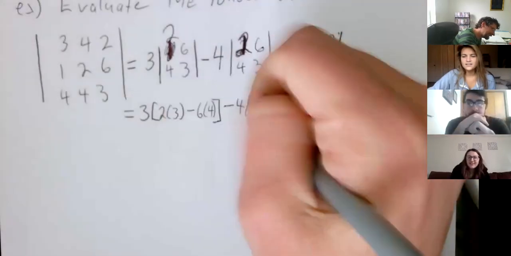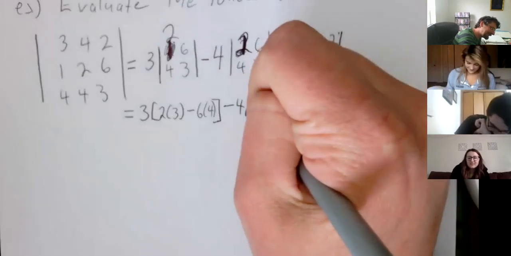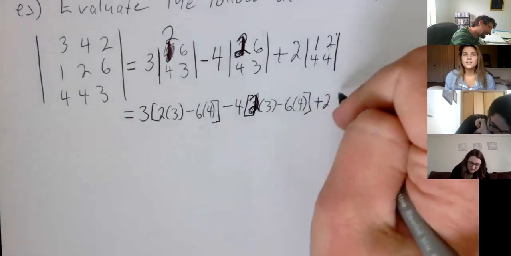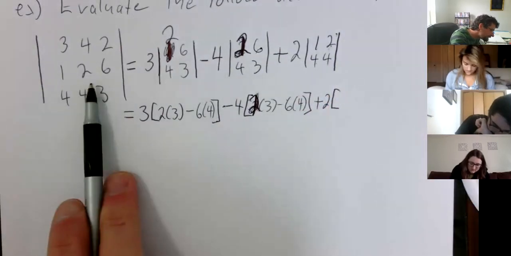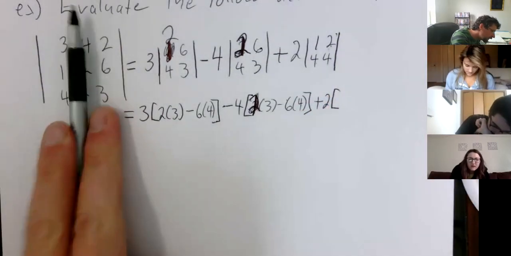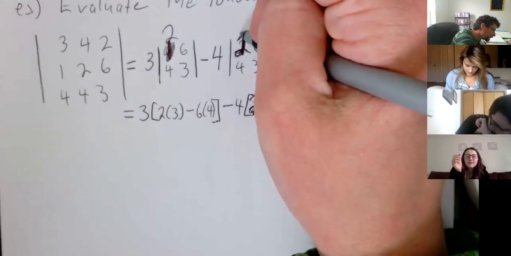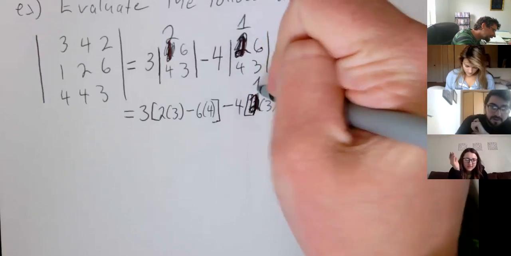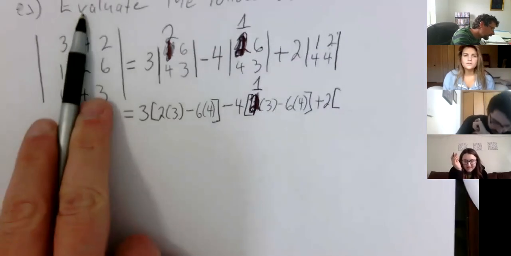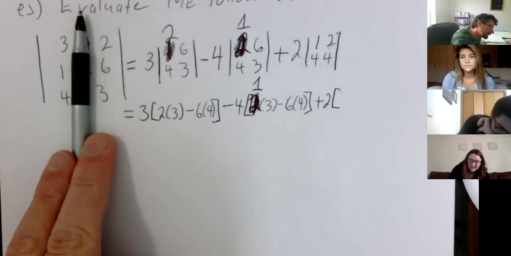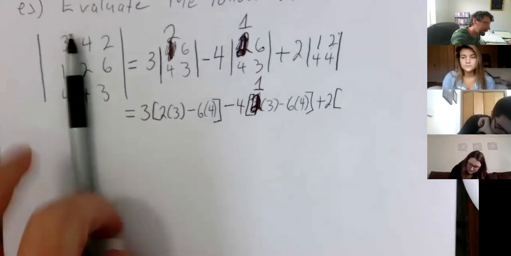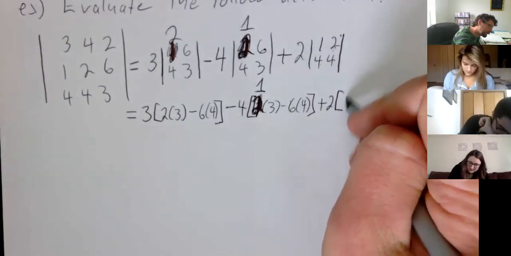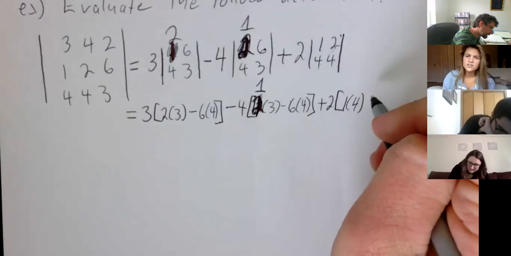I was swayed real easily. Are you sure? The second one should be a 1. Second one, no, we were right. That should be a 1. It should be 1643. Okay. Yep. Good. 1, 3, 6, 4. Then the last one: 2, 1 times 4 minus 4 times 2.